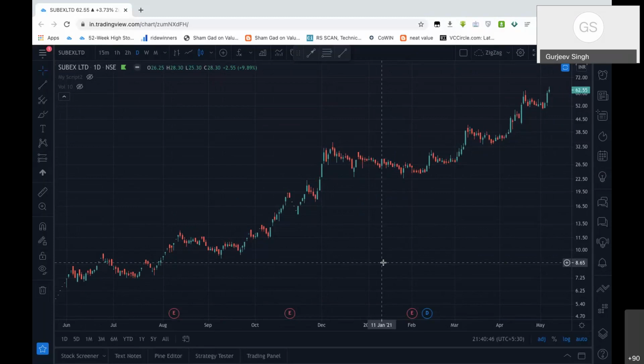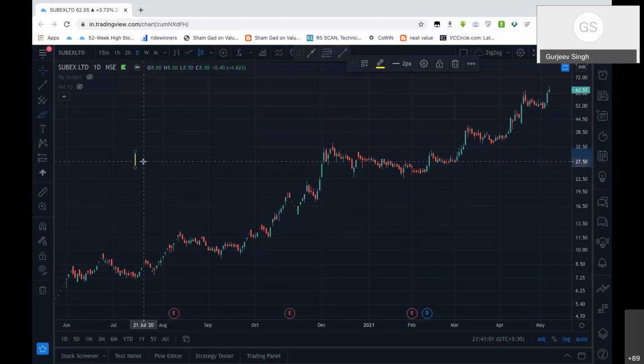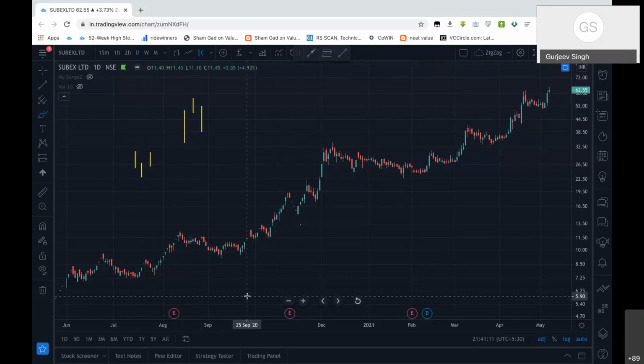Again, as a recap, last time we tried to identify swing points. If any member has not viewed the last webinar, I will again give a brief explanation of the swing point strategy. It was something like this we discussed, and something like this. Also, please note, I have not shown RS over here. We'll connect RS once we learn the strategy.